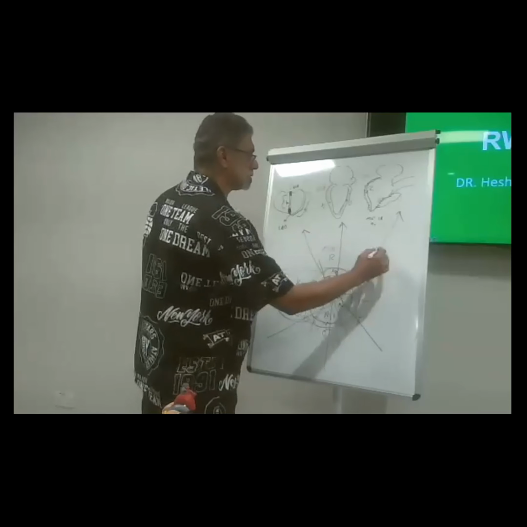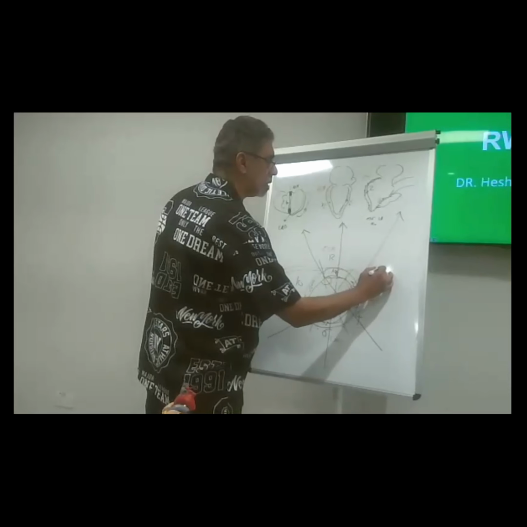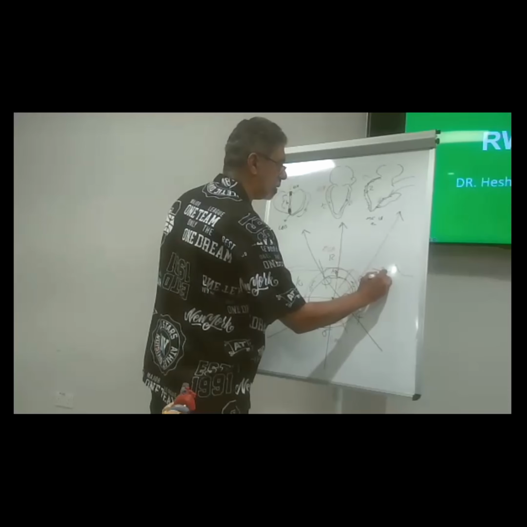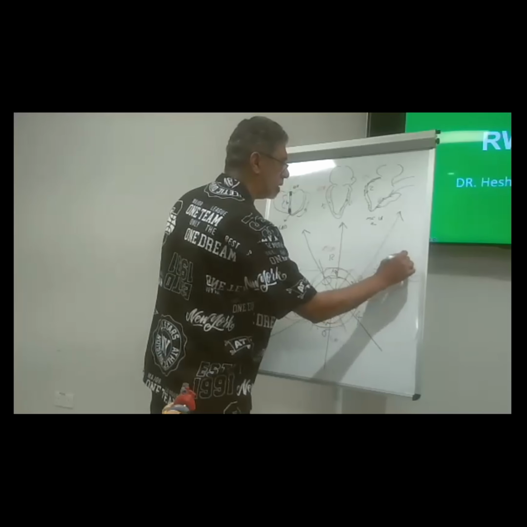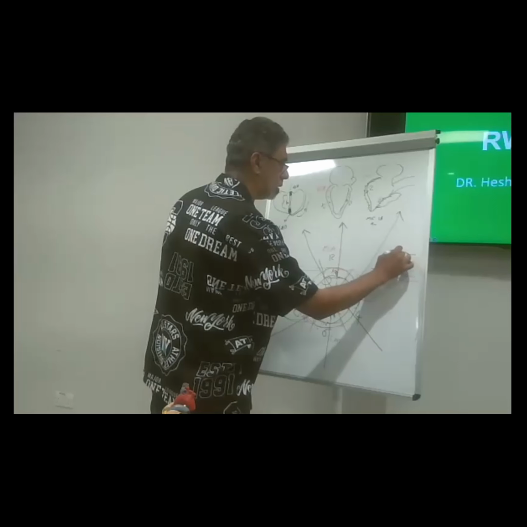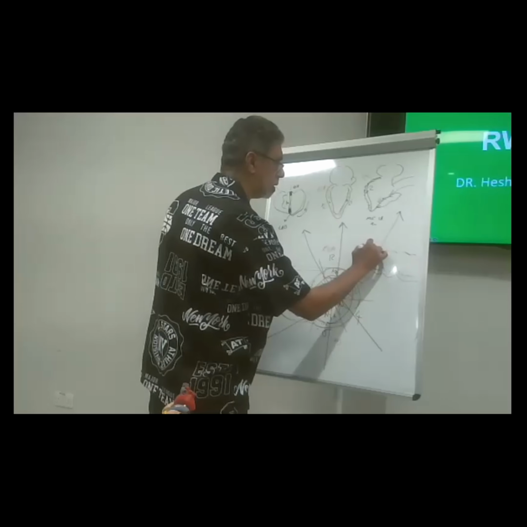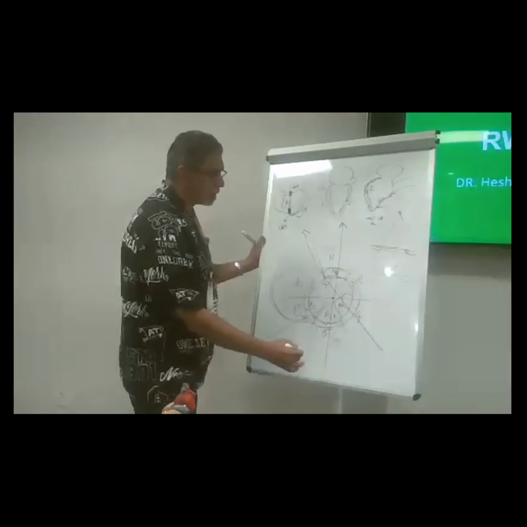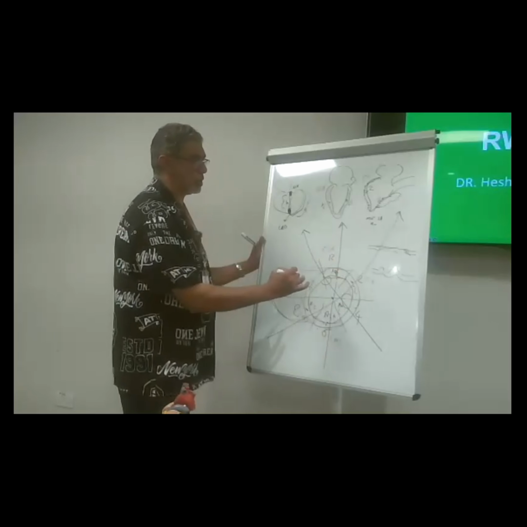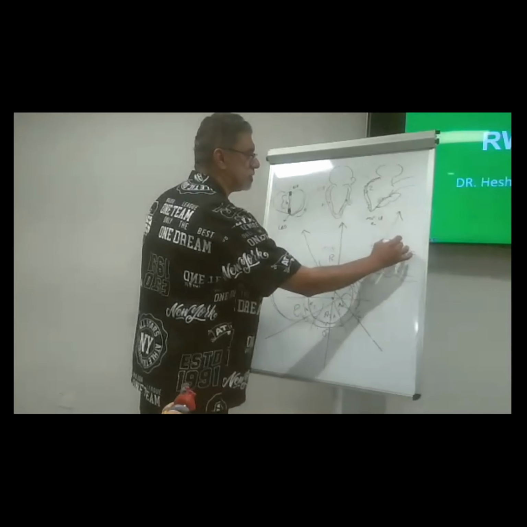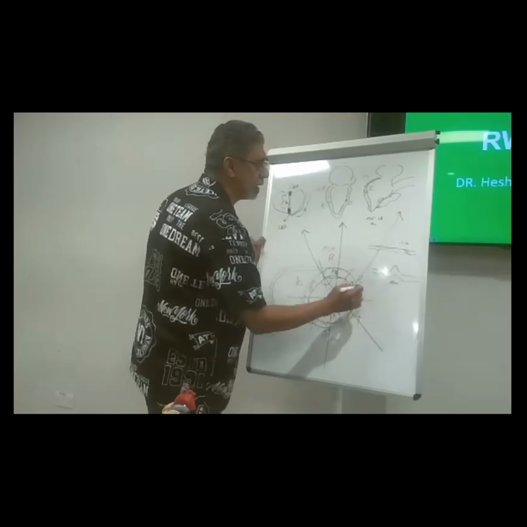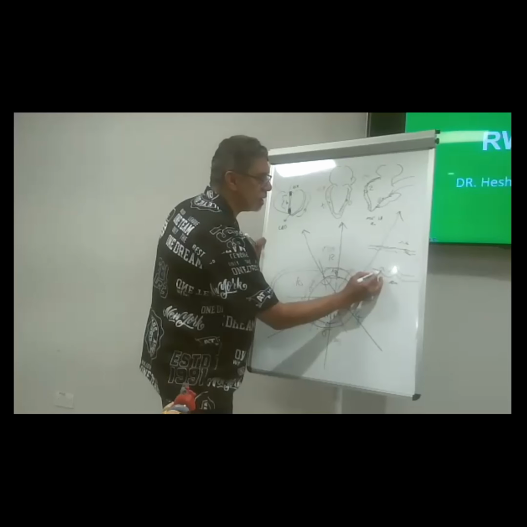Suppose this is M mode cutting the anterior and inferior wall. This is the inferior. This is the anterior. This is diastole. This is systole.